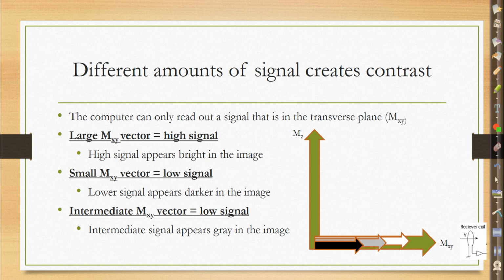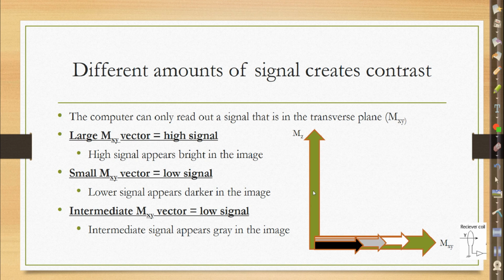But we talked about precession and resonance and that RF excitation pulse to get it down into the transverse plane. Because remember, our receiver coil that's sitting on the patient is 90 degrees from our static magnetic field, and that's where we receive our signal.